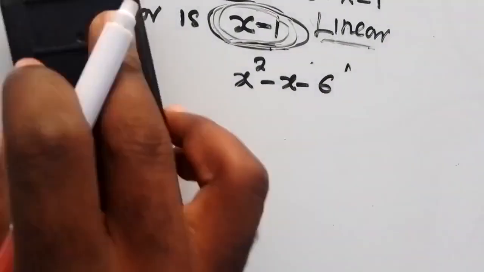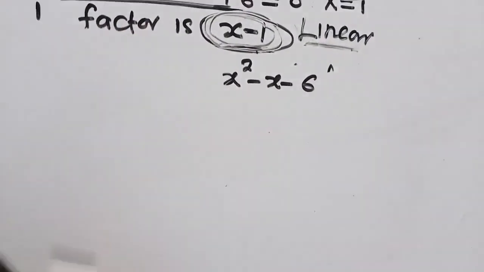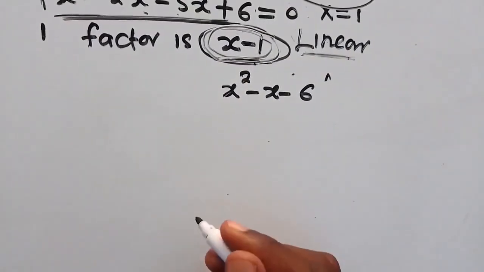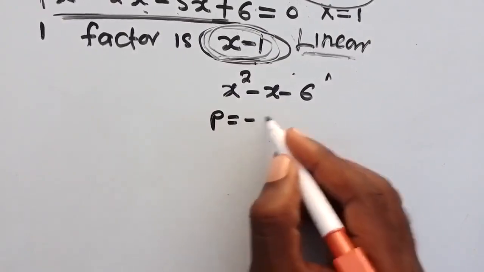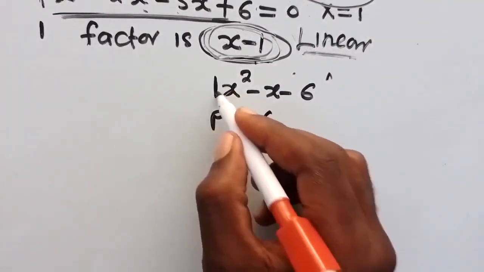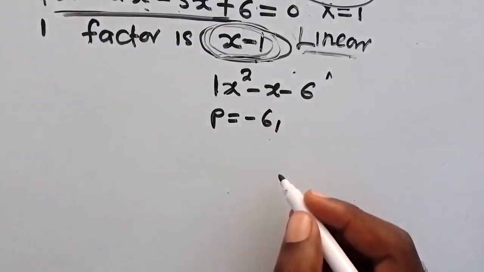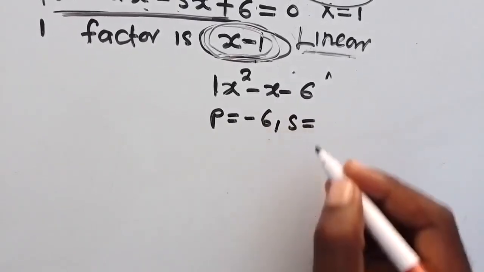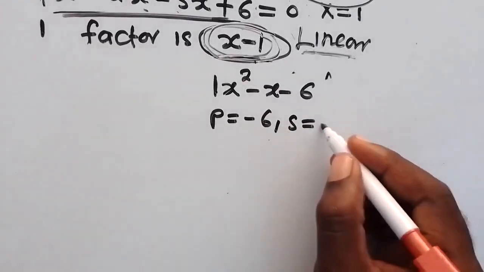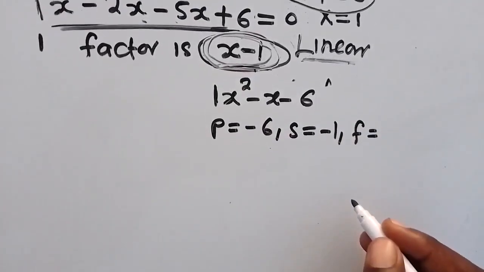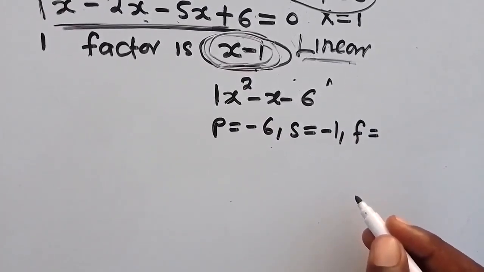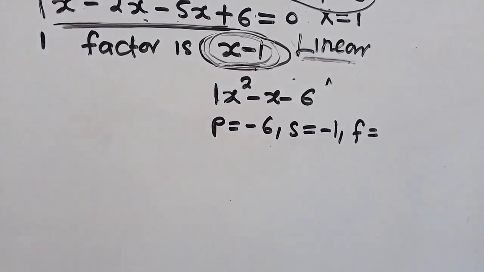We solve that. So how can you solve that now? The way you are going to solve this one is that what is your product? Your product is negative 6. You know there it's 1. 1 times negative 6, it is negative 6. What is your sum? You check your sum. Your sum is negative 1. What are your factors now? You check your factors.